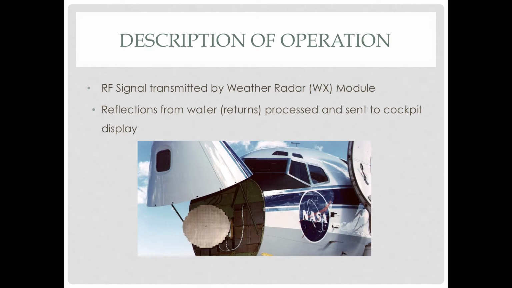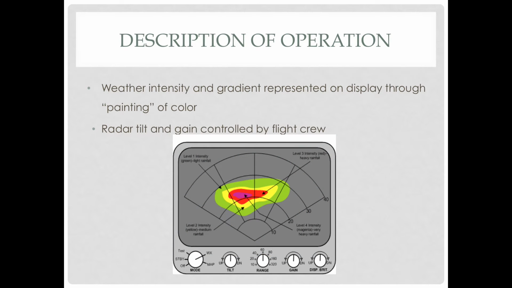This is where the weather radar module is installed on an aircraft, attached to the firewall. It transmits high-frequency radio signals, which are then reflected from precipitation. The receiver processes it, and it is then converted by a processing assembly into an image which is displayed in the cockpit. This is what it looks like in the cockpit.